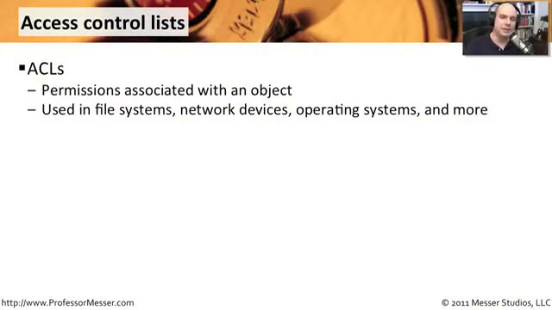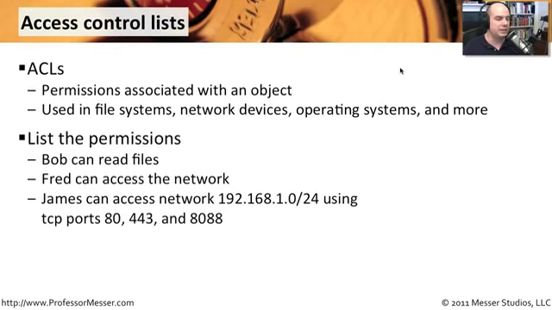Another way to allow or disallow access to resources is through something called an access control list. You may hear this referred to as ACLs. Access control lists are things that you would assign to an object or a network that would allow permission to that object or that network. You see access control lists used in many different environments: in file systems, network devices, operating systems. It's a very, very common way of setting up permissions to particular resources.